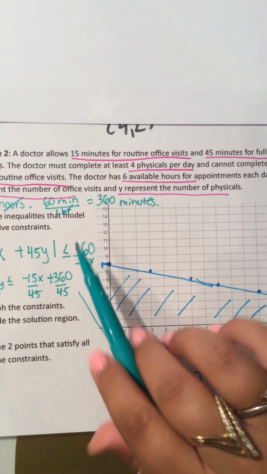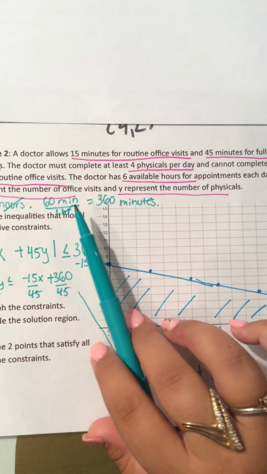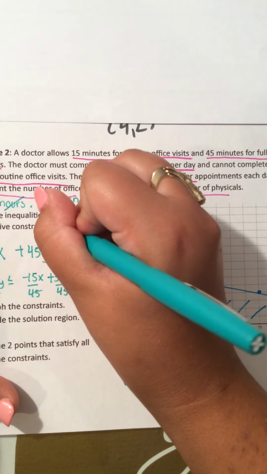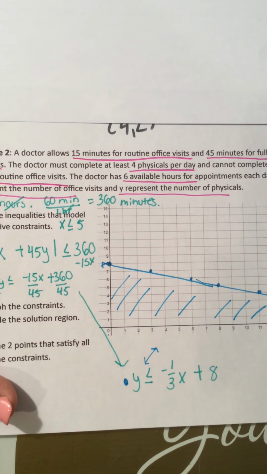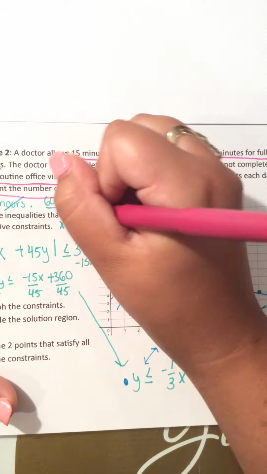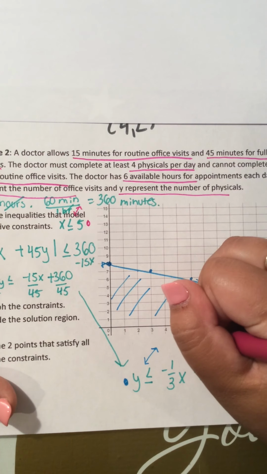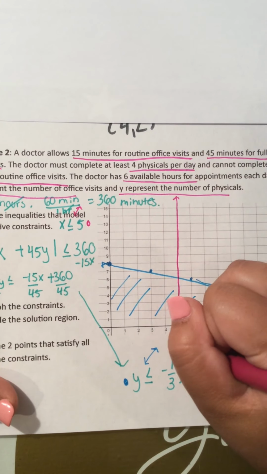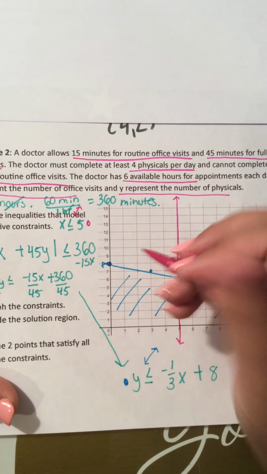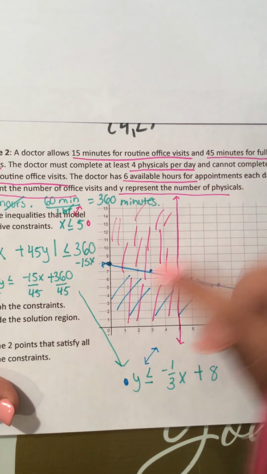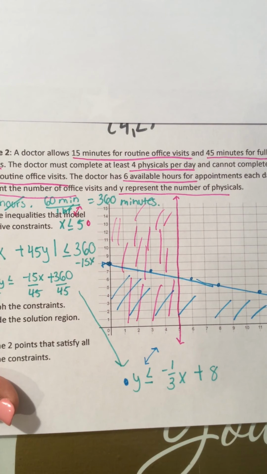But if you remember, back up here, we said that for office visits, that's X. But we can't have more than 5 of them. So I'm going to say X is less than or equal to 5. Because I can't have more of them. And I'm going to use this pink for that. So I'm going to go over to X. And this is a solid line. And wherever I see a 5 right here, I'm just going to draw a solid line. And because it's less than, I'm going to shade this way, anything less than that. So you can see we have an overlap right here, but we still have one more equation.